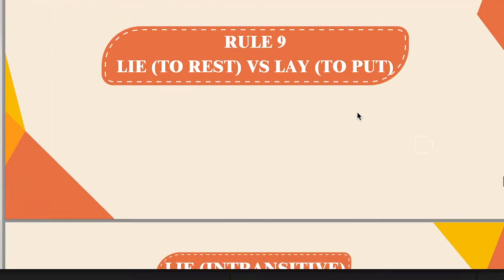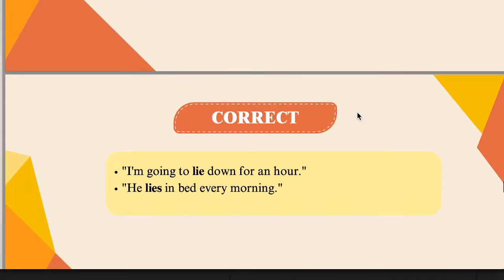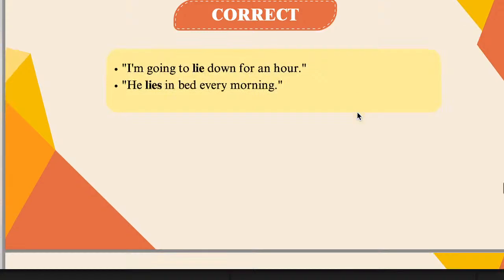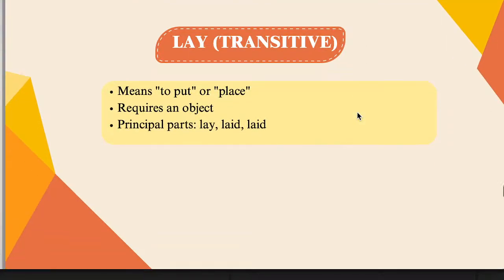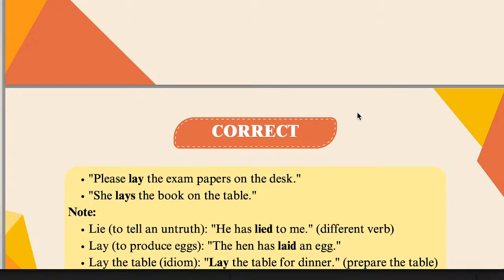Lie means to rest. For example, I'm going to lie down for an hour, or he lies in bed every morning. So you're specifically talking about yourself, or the individual person is talking about himself or herself, and you're talking about resting. But when you're using lay, you're actually placing something or putting something down. For example, please lay the exam papers on the desk. That means you're being asked to put down something.